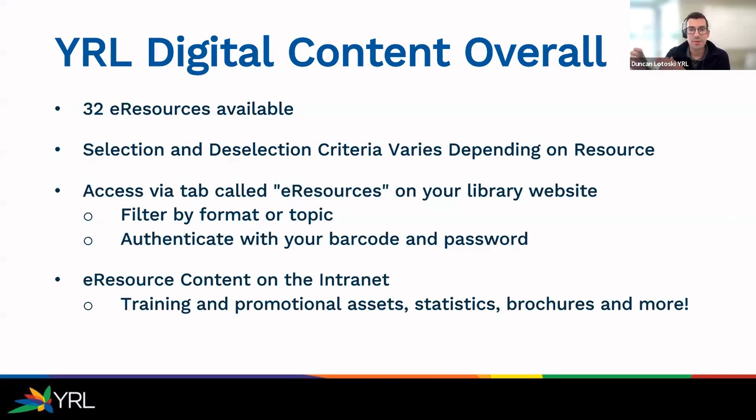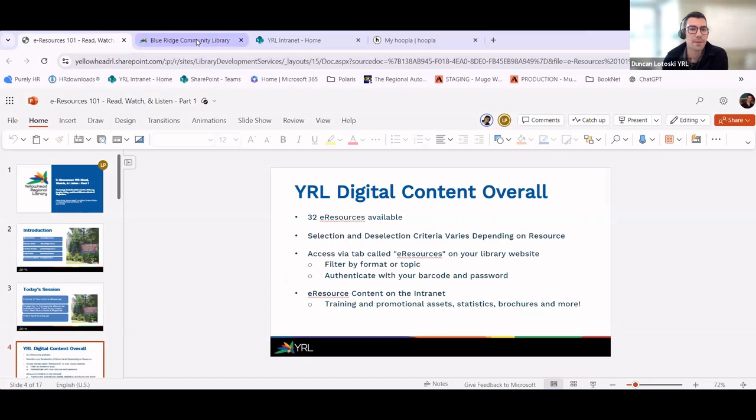To access most of our e-resources, not all of them, but most of them, you're going to need to authenticate with your barcode and PIN, which is the 4-digit library PIN that you use for your track membership cards. And then we also have lots of content and resources specific to our e-resources on the intranet. So things like training materials, statistics, and promotional materials as well. So let's take a look at those before we go on.